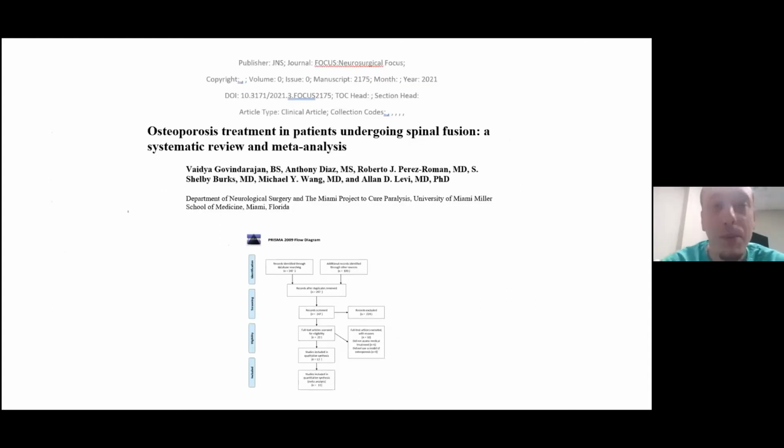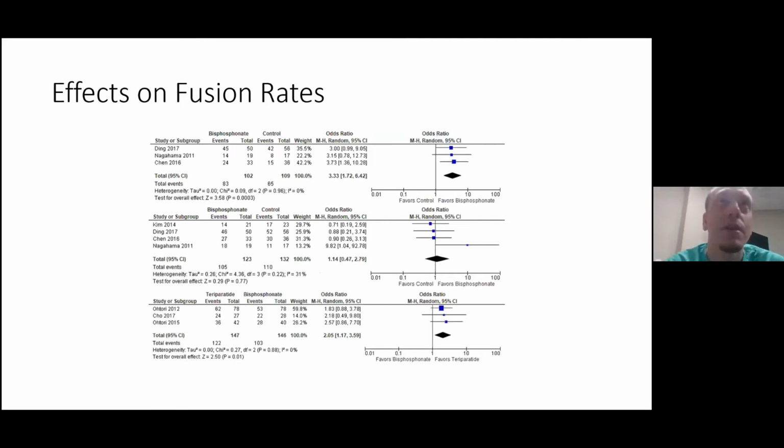So we put together a meta-analysis with the help of Waya and Anthony, with Dr. Wang and Dr. Levy, that looked at the perioperative treatment of osteoporosis in patients that were undergoing spinal fusion. We found around 11 studies to look at the long-term outcomes of the treatment, and the main pharmacological treatments that were included in this analysis were bisphosphonates and teriparatide.